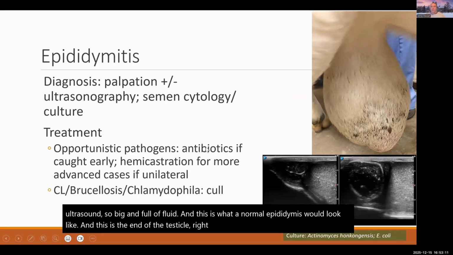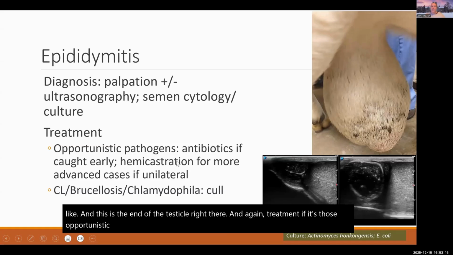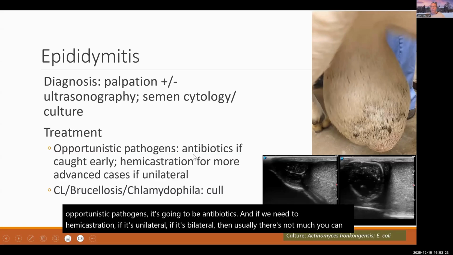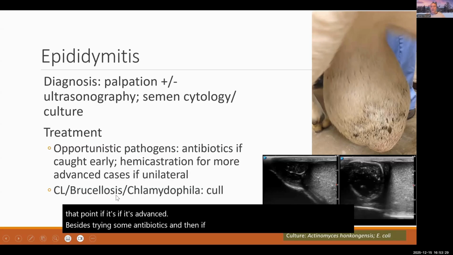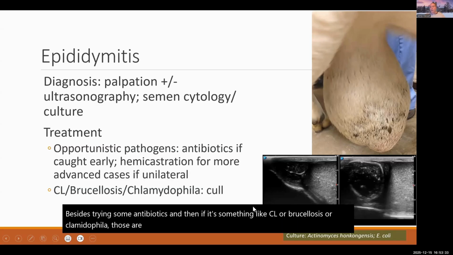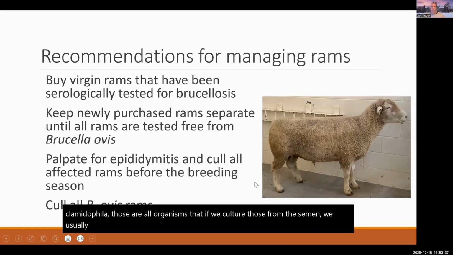And again, treatment, if it's those opportunistic pathogens, it's going to be antibiotics. And if we need to, hemicastration, if it's unilateral. If it's bilateral, then usually there's not much you can do at that point if it's advanced, besides trying some antibiotics. And then if it's something like CL or brucellosis or chlamydophila, those are all organisms that if we culture those from the semen, we usually want to cull those.